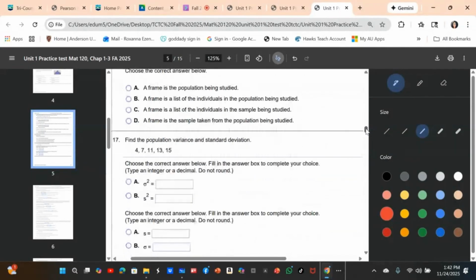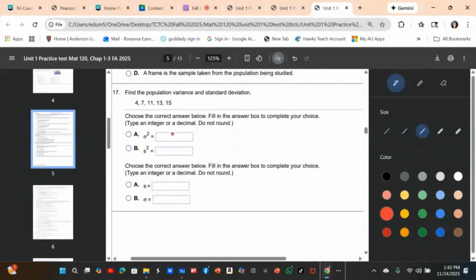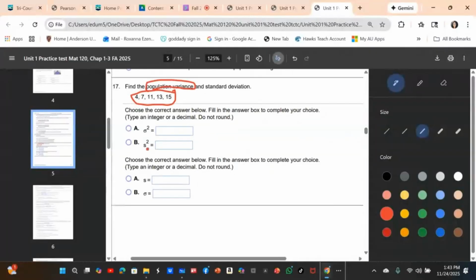Okay, find the population variance. This question is just like the one we did before, but the difference is that you're told to find the population variance. So you have to be careful because you are told that this question is about a population. When you finish calculation, you are looking for population variance, not sample. You're also told to find the population standard deviation, not sample standard deviation.